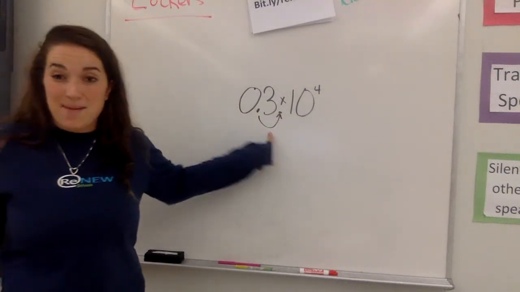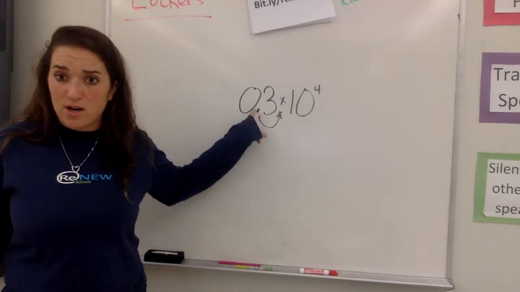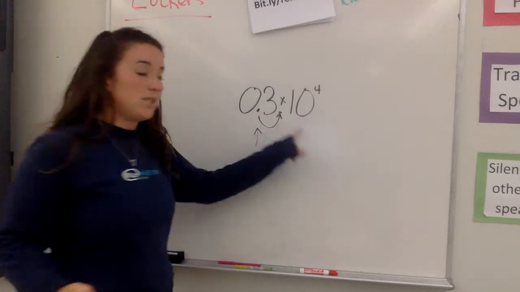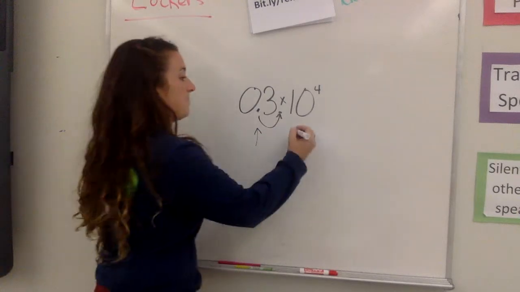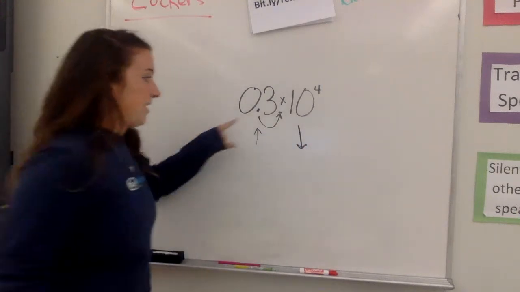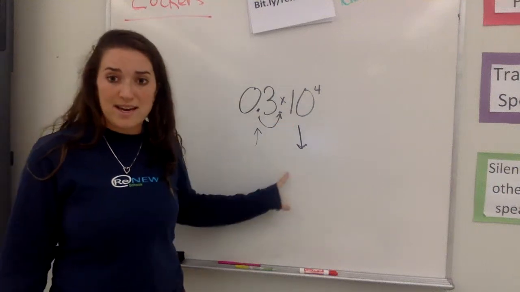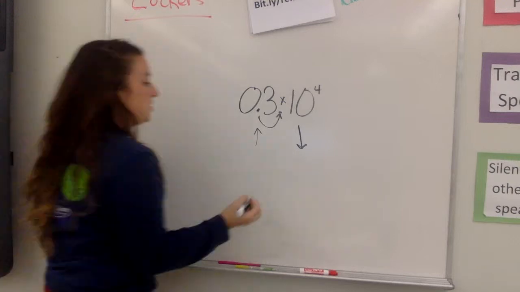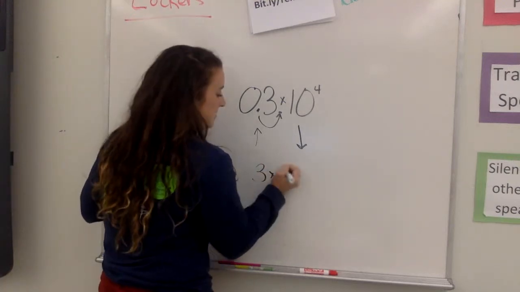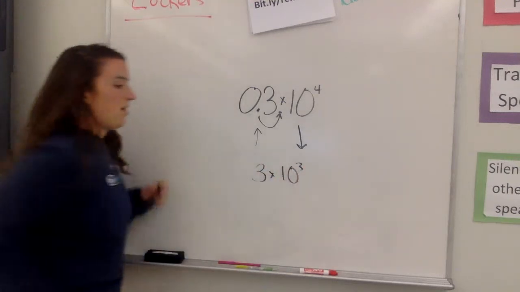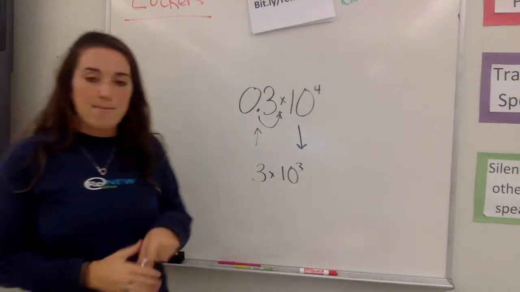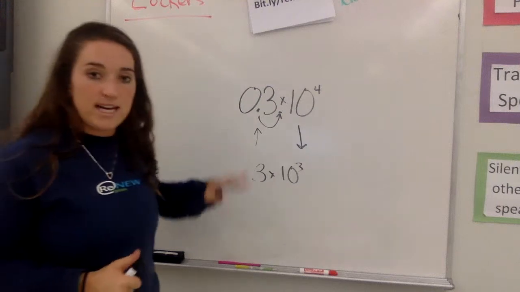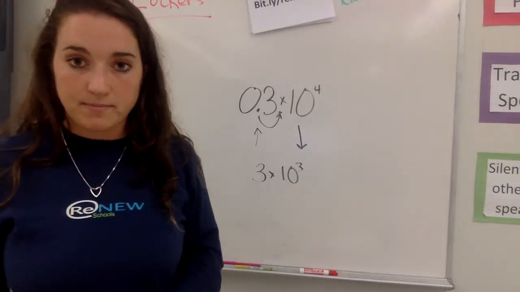When I do that, am I making this front number bigger or am I making it smaller? I'm making it bigger. So to even it out, I need to make my back number smaller because I'm multiplying this by 10, so I need to divide this by 10 so that it evens out and stays the same. So I'll end up with 3 times 10 to the 3rd power. Am I done now? Yeah, I am. So my final answer is 3 times 10 to the 3rd power.